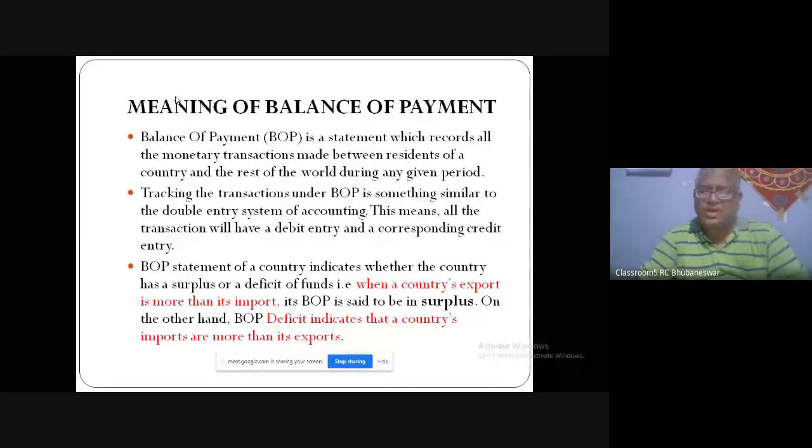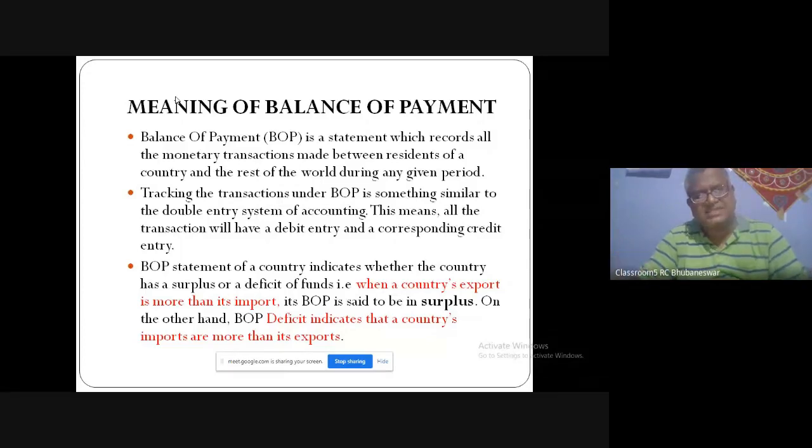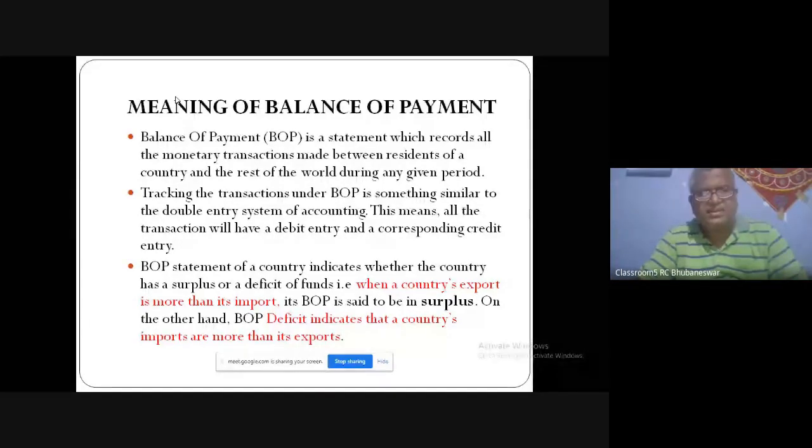If you talk about a balance sheet in financial accounting, it is a statement of all assets and liabilities to know the financial position of the business. But here, balance of payment is a statement which records all the monetary transactions made between the residents of a country and the rest of the world during a given period of time.